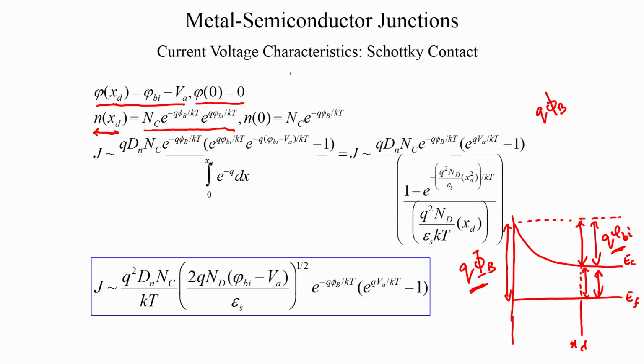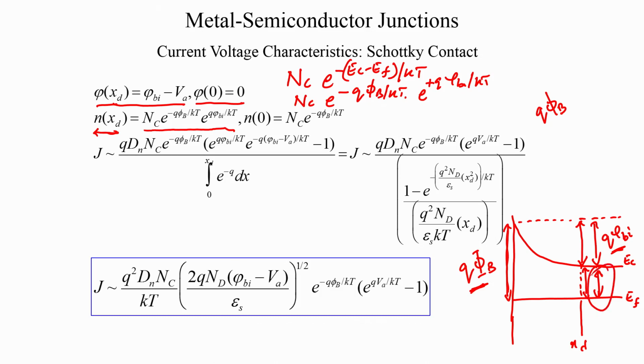So, Nc into e to the power minus (Ec minus Ef) by kT at equilibrium is nothing but Nc e to the power minus q phi b by kT into e to the power plus q phi bi by kT, which is basically this term minus this term, and there is a negative sign there, and therefore you end up with this expression. So, that is the carrier concentration at xd at equilibrium, and we are going to say that in the non equilibrium case that carrier concentration has not changed much, okay.